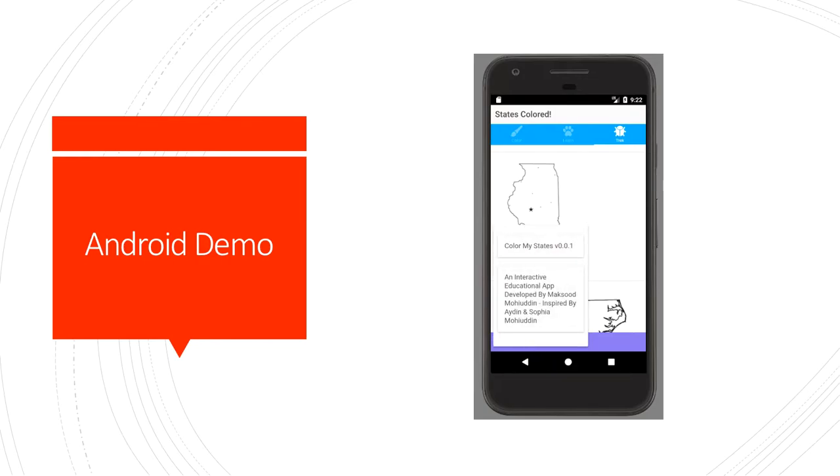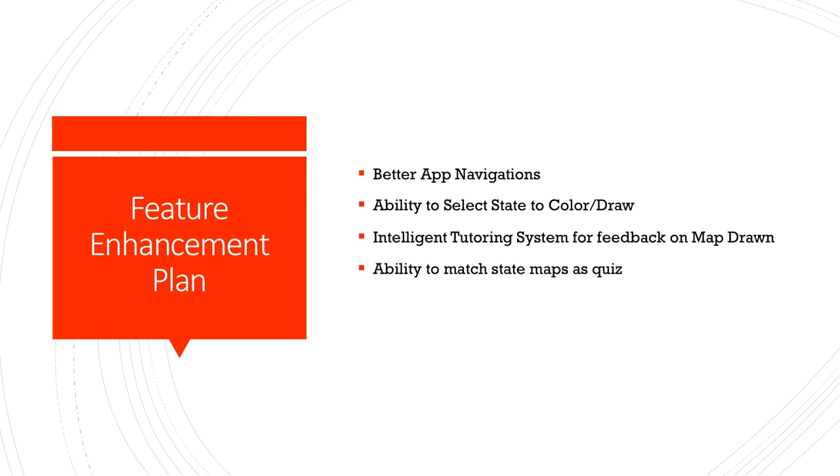For the future, I plan to improve from the survey and my beta testing. I've got some feedback, and a couple of things I need to improve are better app navigation and the ability to select a state. Right now it randomly selects a state, but we should be able to select a state to color or draw. And the last two things are something I wanted to incorporate of my own, which is an intelligent tutor system for feedback on the drawn map. Basically, kids can learn about different state maps, so they can draw it, and I can use some image comparison algorithm to give some feedback.